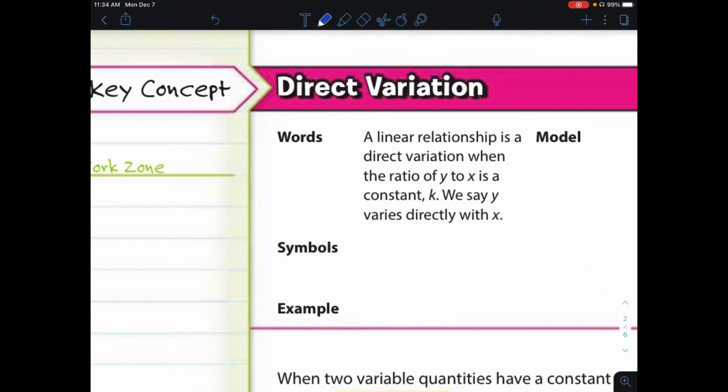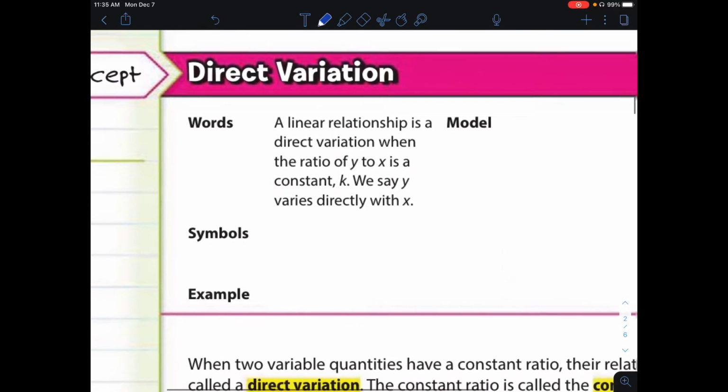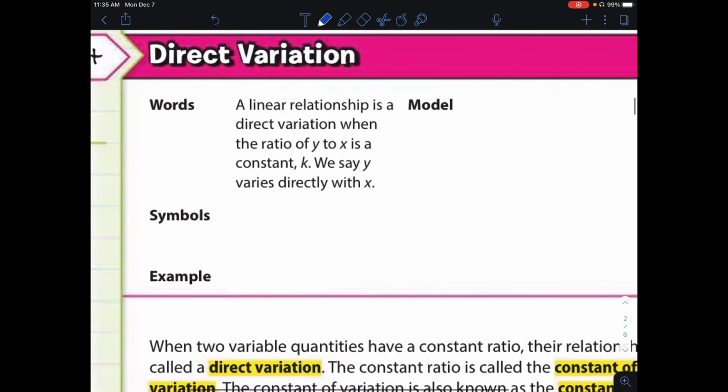Let's take a look at the key concept for this lesson, direct variation. And let's read through the definition in words. It is a linear relationship. A linear relationship is a direct variation when the ratio of y to x is constant k. We say that y varies directly with x. So again, according to this definition, it now includes one other variable. It is a constant k.